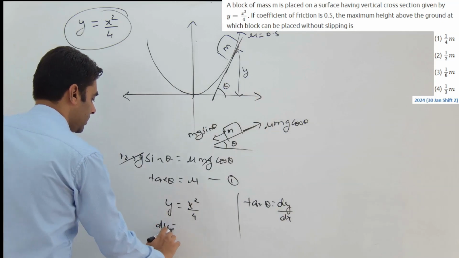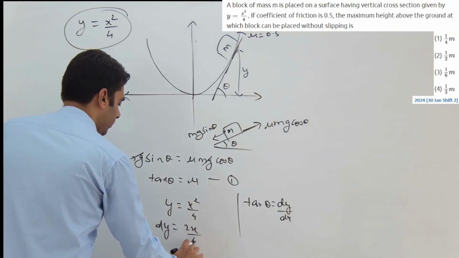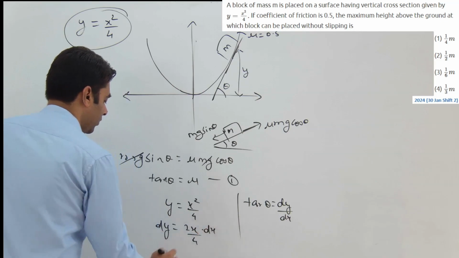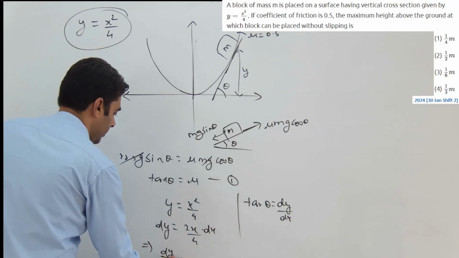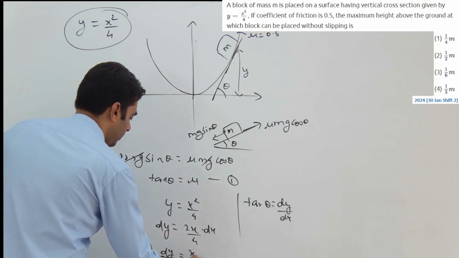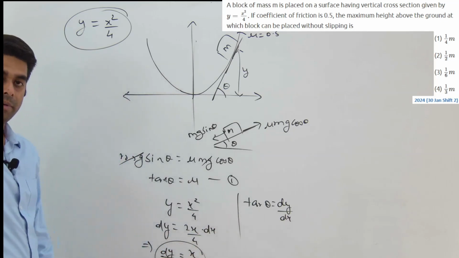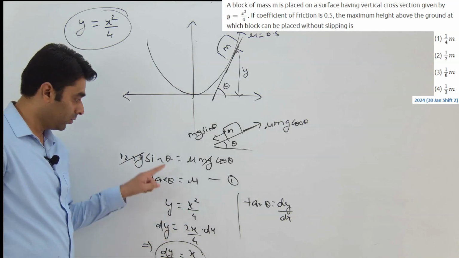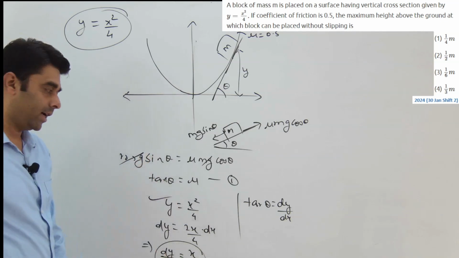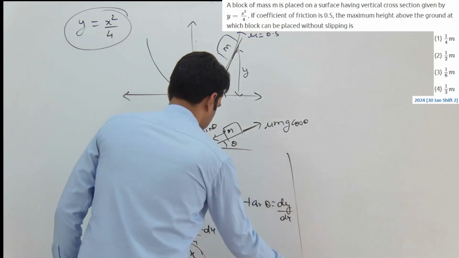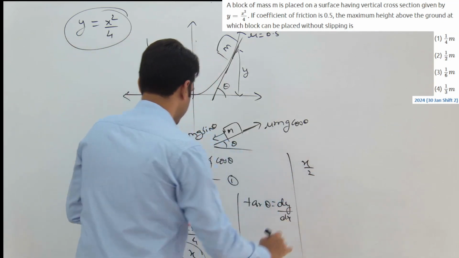dy is equal to 2x by 4 into dx. So dy by dx comes out to be x by 2. That means tan theta is x by 2. From this curve equation, we are getting it. Now let us equate it. So x by 2 is equal to tan theta.